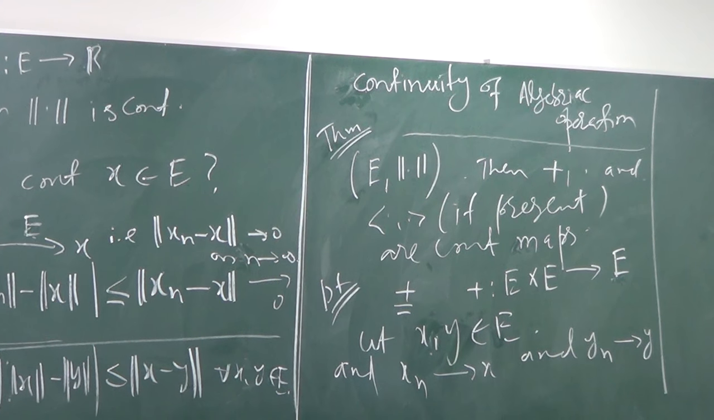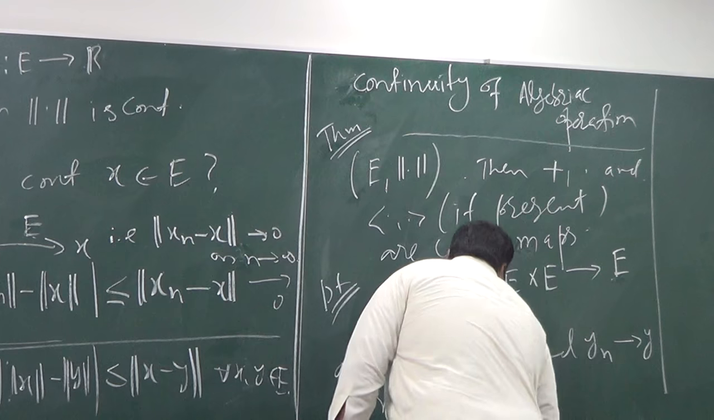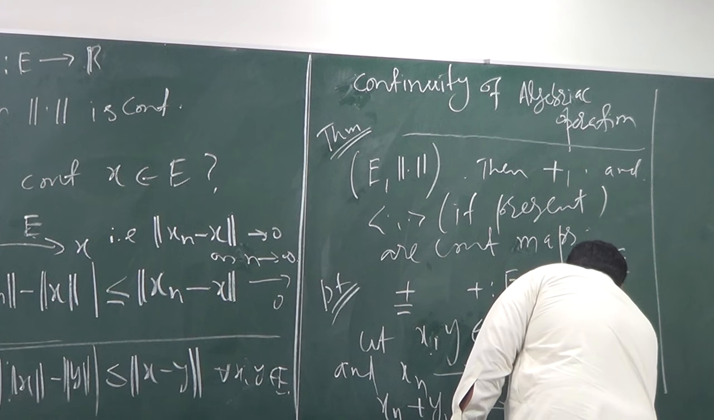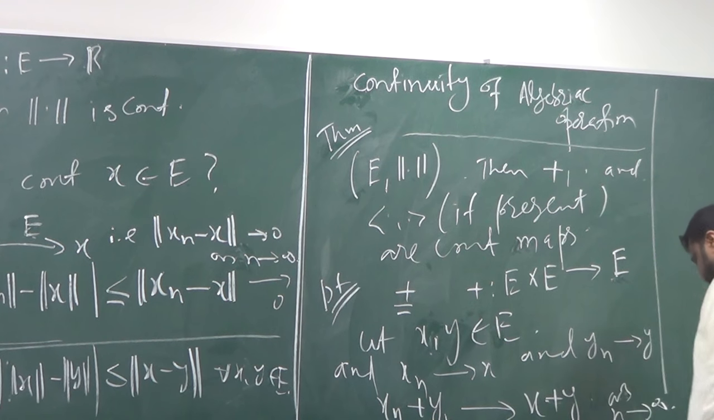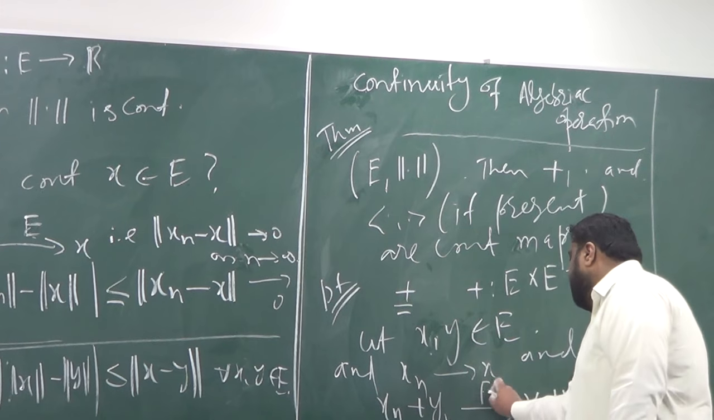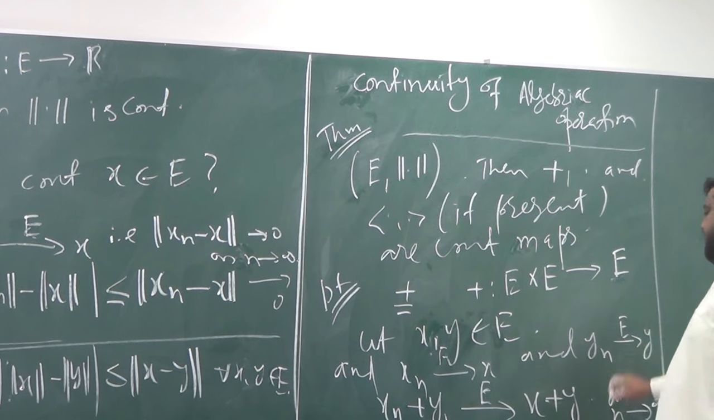Then the continuity of the plus demands that xn plus yn converges to x plus y as n goes to infinity. And this convergence is going to be in E. All of these convergences are going to be in E. Is it making sense? So in order to prove continuity, you have to prove this. Is it a difficult thing to prove? No, sir. You have done it already.